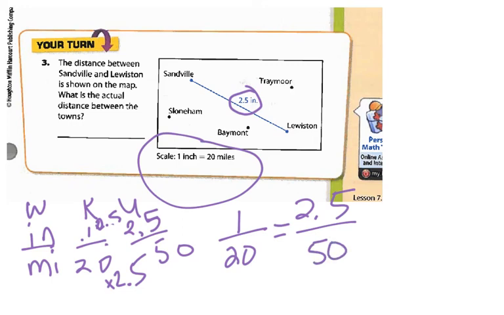And if you cross multiply to check that, 20 times 2.5, if you pop that in a calculator, you'll get 50. 1 times 50 is 50. When you do the cross multiplication, it is equal. So you can tell that those proportions are equal to each other.